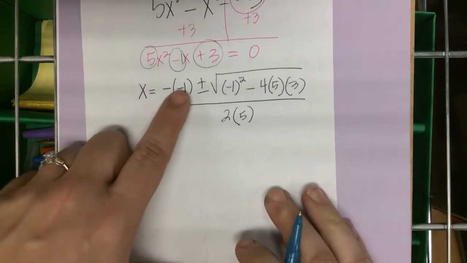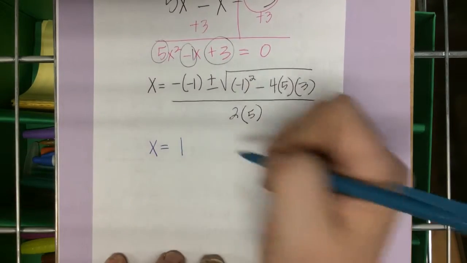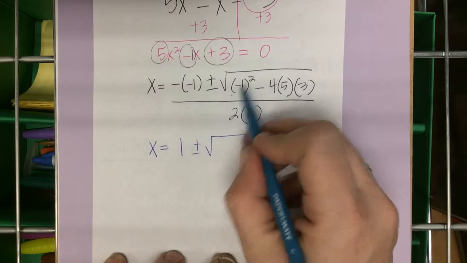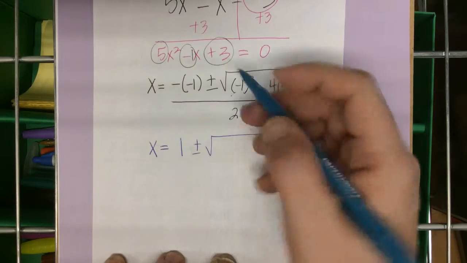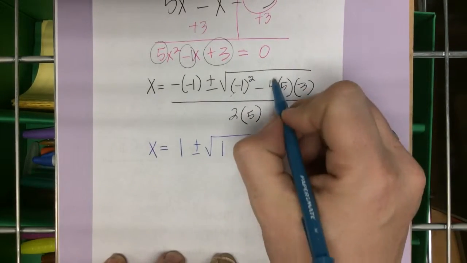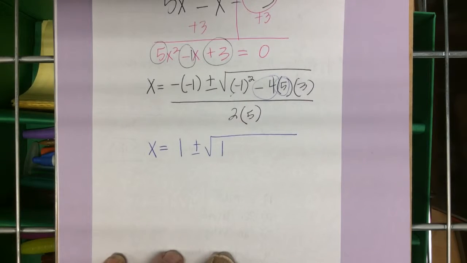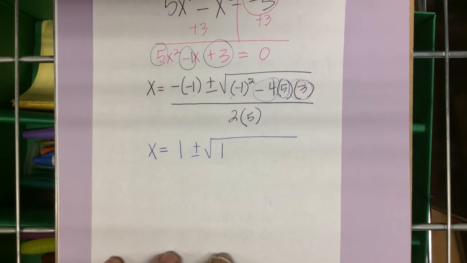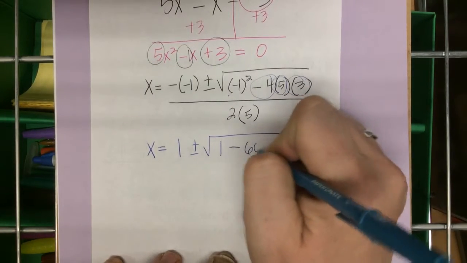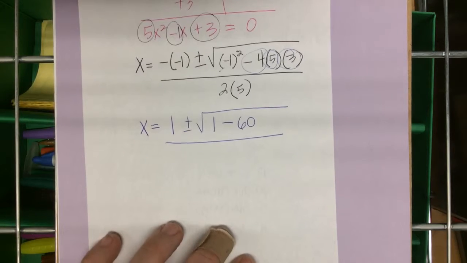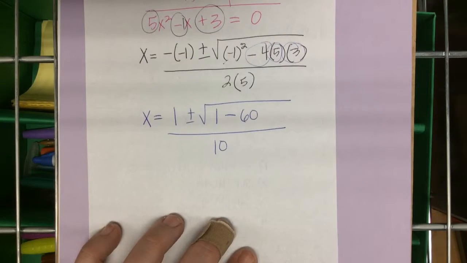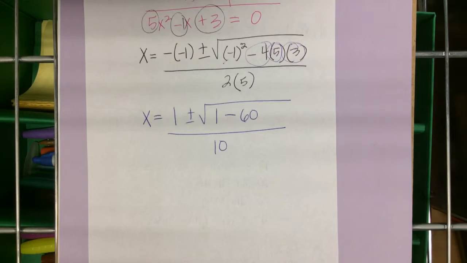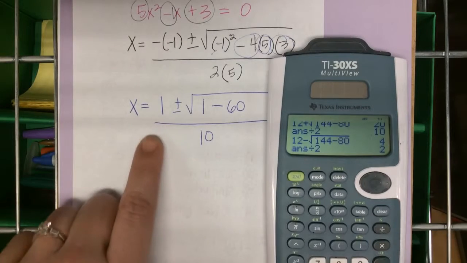X equals, what's negative negative 1? Plus or minus the square root. What's negative 1 squared? Negative 1 times negative 1? 1. What's negative 4 times 5? Negative 20 times 3. Negative 60. All over 10. Now I'm going to solve how many times? Twice. All right, here we go.